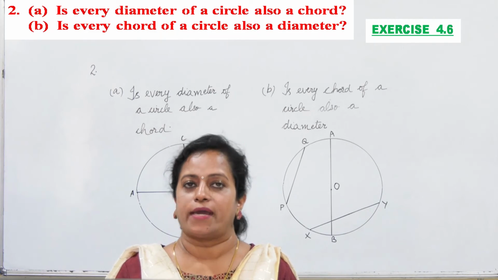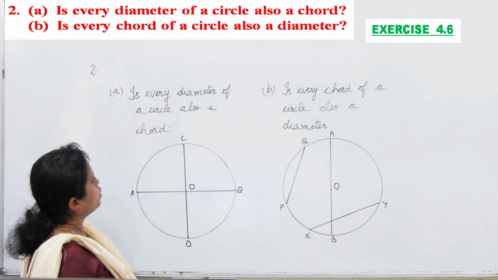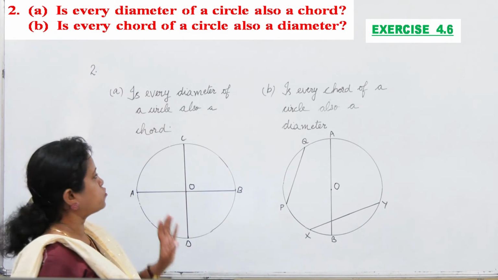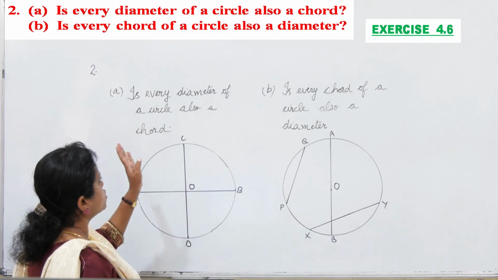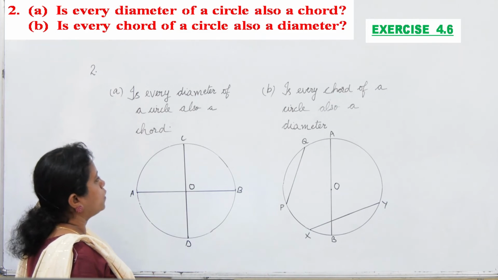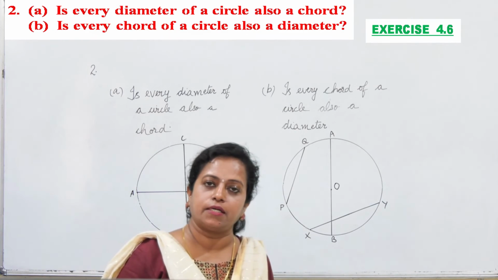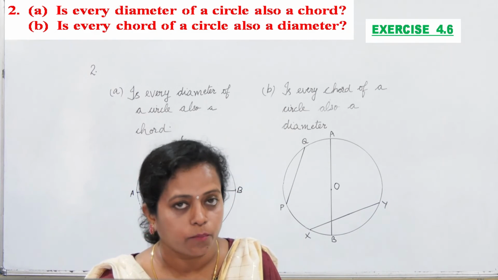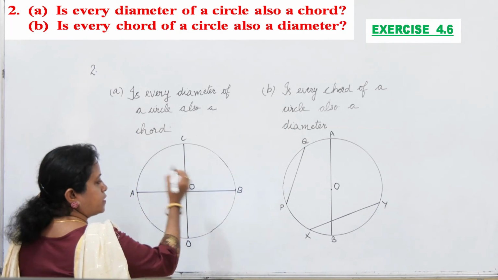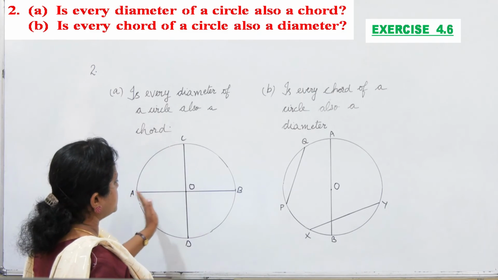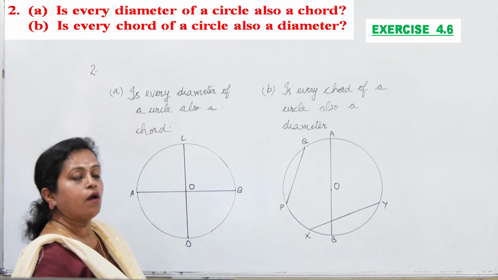Now question number 2 has two parts, A and B. The first part is: is every diameter of a circle also a chord? So you have to clarify whether this statement is true or false. Here I have made two diameters, and you know what diameters are. Diameter is a line segment which has its two endpoints on the circle and it has to pass through the center. So the two diameters are AB and CD. So the question is, is every diameter of a circle also a chord?